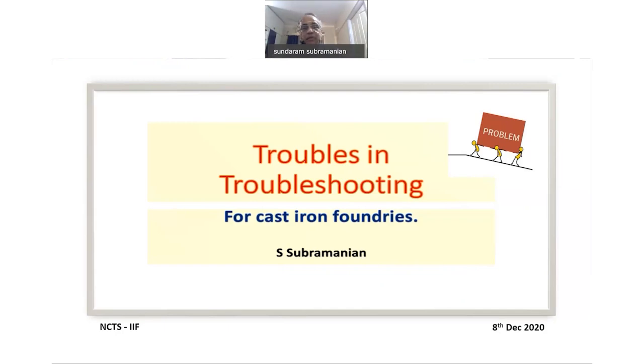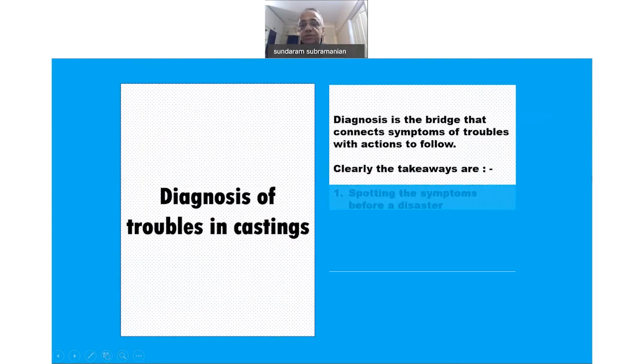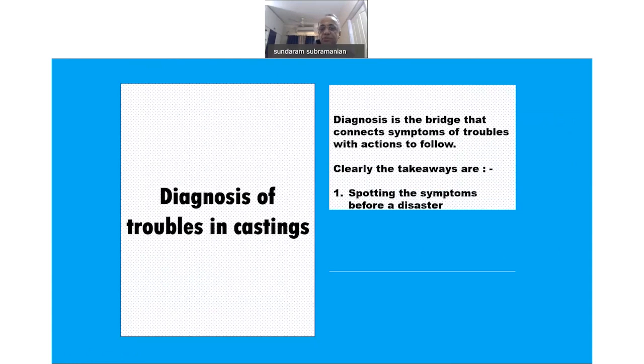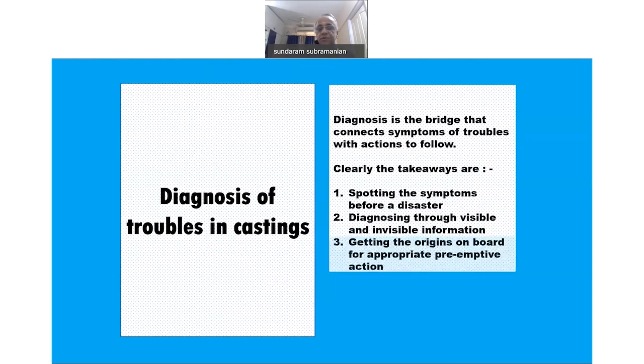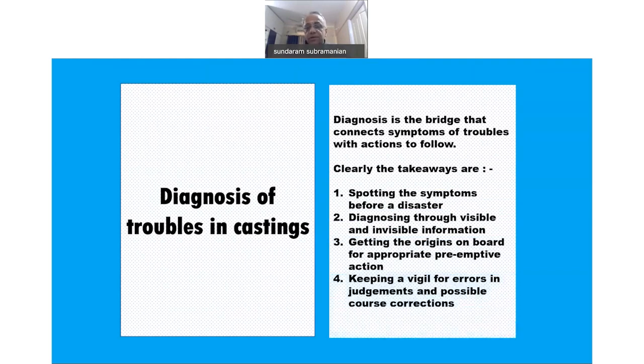Who doesn't have trouble? Troubles and troubles everywhere. If you can't see them coming, it is bliss. But when they come, it is annoying. Diagnosis is the bridge that connects symptoms of troubles with actions to follow. Which are they? Spotting the symptoms before a disaster, that's the most important aspect. And then diagnosing through the visible and invisible information, and getting the origins on board for appropriate preemptive action, keeping a vigil for errors and judgments and possible course corrections. They're all part of the diagnostic exercise.